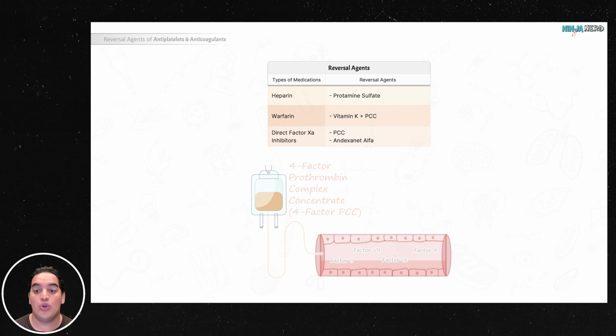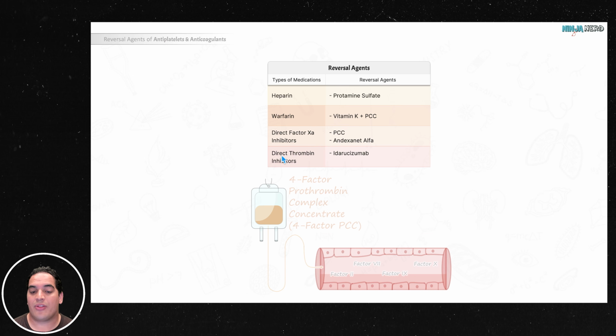Now, this next one is super high yield, really important to remember. Direct thrombin inhibitors, and when I say these, I'm only talking about the oral drug, dabigatran. Dabigatran, if a patient is bleeding, we would give them idarucizumab. All right, so the really important ones to remember: heparin, protamine sulfate; warfarin, IV vitamin K, and PCC. Direct thrombin inhibitors, only dabigatran, idarucizumab.